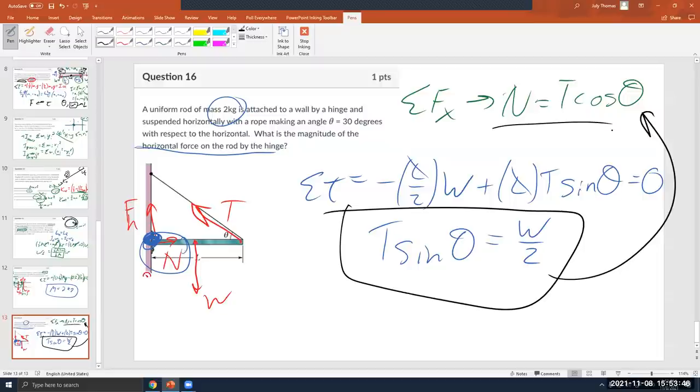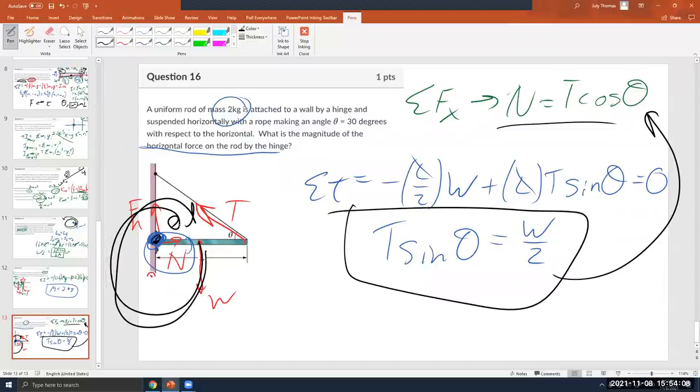What is the L over 2 times W? Why is that negative? Because the weight here is causing a rotation about the axis of rotation in the clockwise direction, which is a negative torque. So we've set our axis of rotation right here, which means you just imagine the weight pushing you along a circle. Cool.